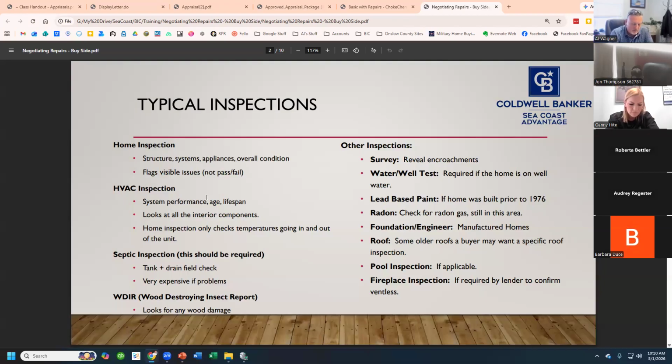Septic inspection. If the house has a septic, you need to make that a required inspection. If the buyer doesn't want to do any inspections, you need to make the septic inspection required. You need to tell them, look, I understand you don't want to, but this is something that I'm not going to make an option for you. It's $175 to have a septic inspection done. And these repairs can be very, very expensive.